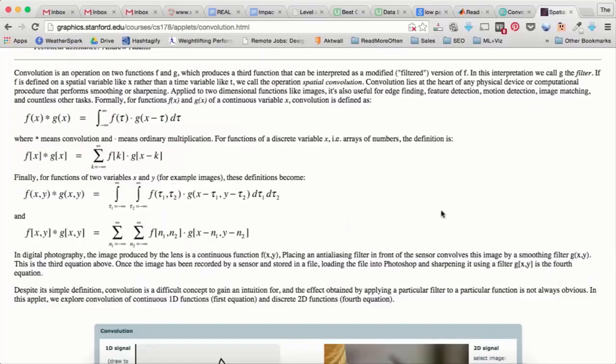Now we're going to move on to the next step in order to implement our blurring tool, or our blurring filter. So the first thing we need to do is extend this idea of convolution to 2 dimensions.